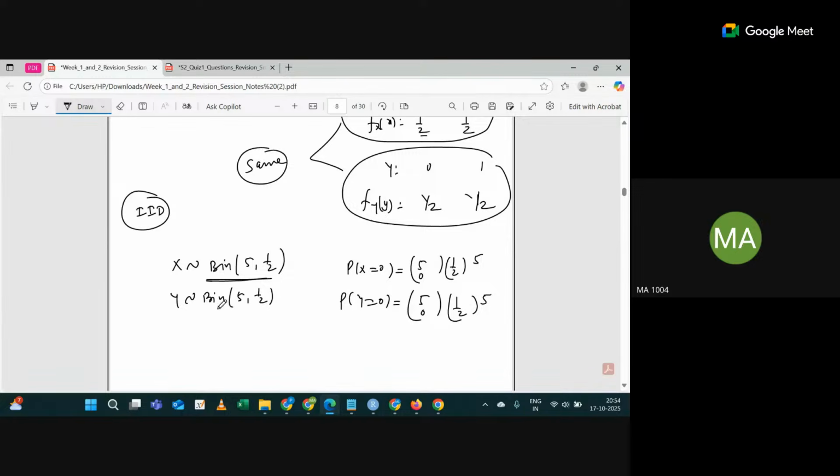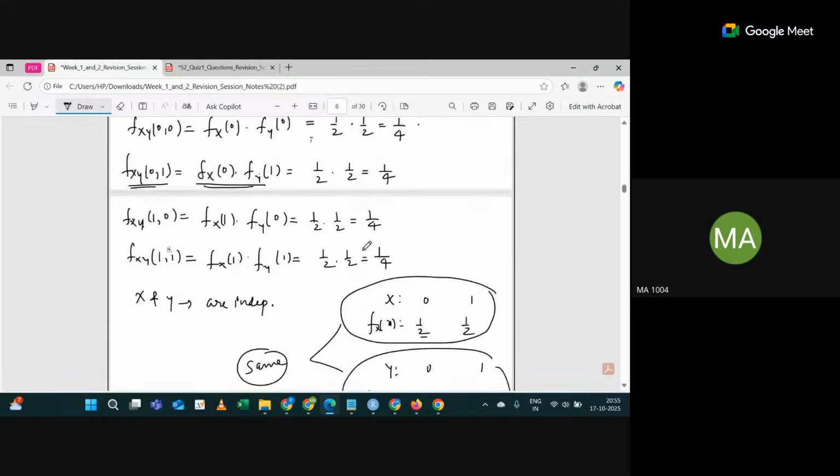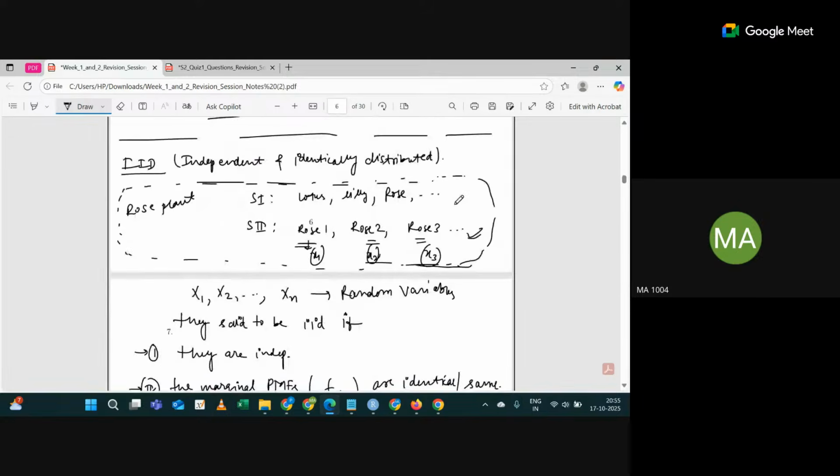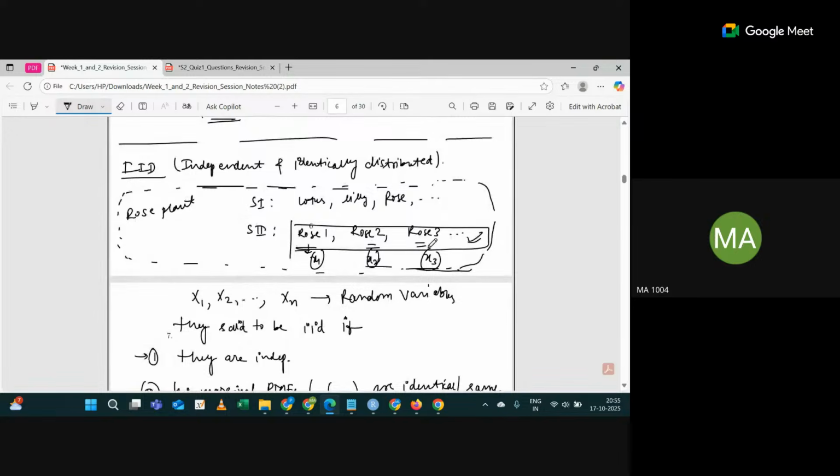Because this original PMF is the same, the original distribution from which we are drawing is the same. So basically, it should be from the same distribution, same population. If you see this Roach plant, what is the population distribution? All are identical, right? Identical means all are from the Roach plant itself.